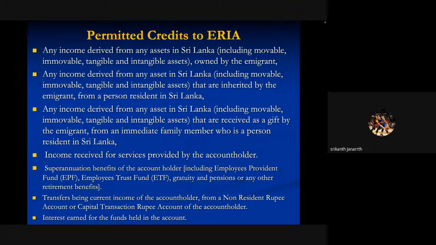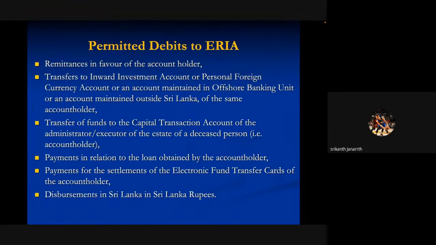Yeah, so on your savings account type, you will be getting interest, right? Permitted debit area. Remittance in favor of the account holder. You can send the money outside. Remittance, you can make in the account holder's name. Transfer to inward investment account. Instead of remitting that current income, you can invest into a personal foreign currency account, inward investment account, or offshore account.